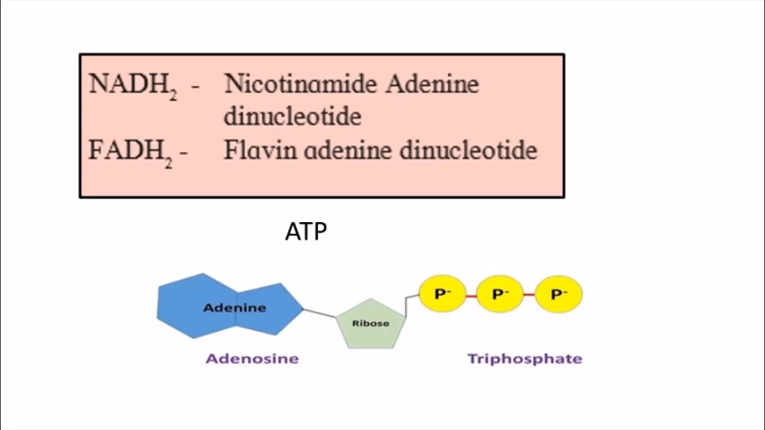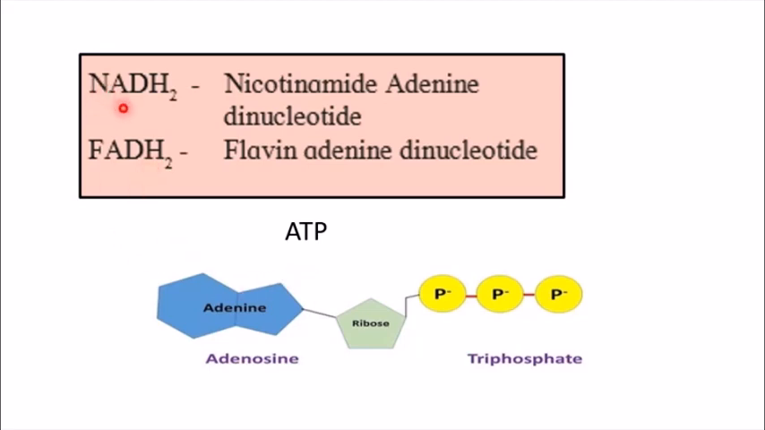Now here are two enzymes. First is NADH2, second is FADH2. Now these two enzymes are formed in the cell during the entire process, and NADH2 and FADH2 later on break down to produce energy in the form of ATP.